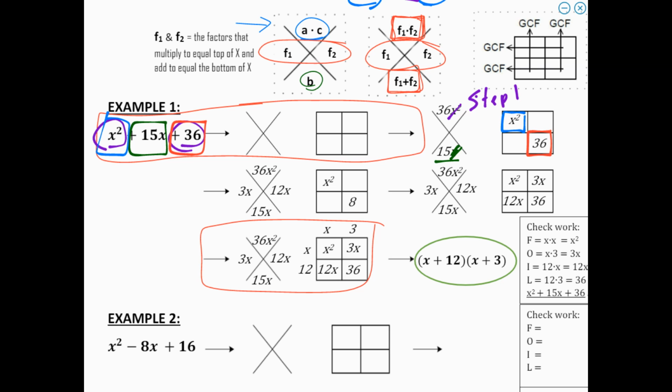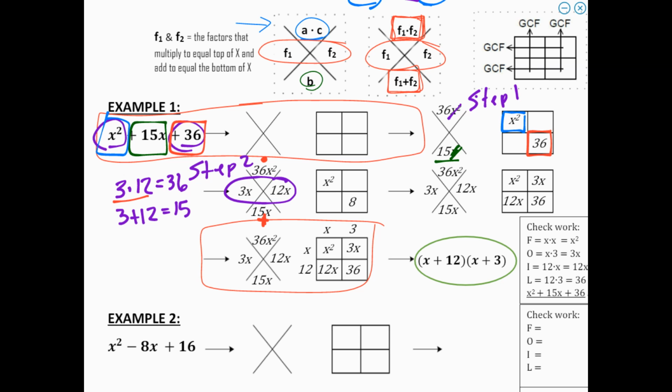So then we have step 2. So this over here is step 2. And step 2 is figuring out which two factors are going to multiply together to give me 36. So 3 times 12 equals 36, and 3 plus 12 equals 15. So I want those two factors to multiply to give me the top, and add to give me that bottom one.